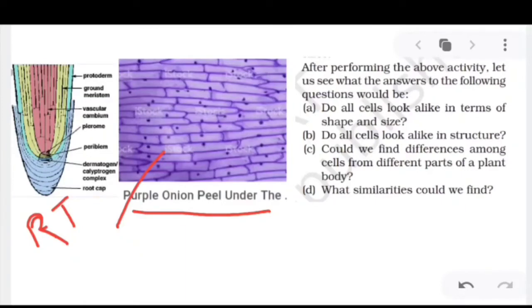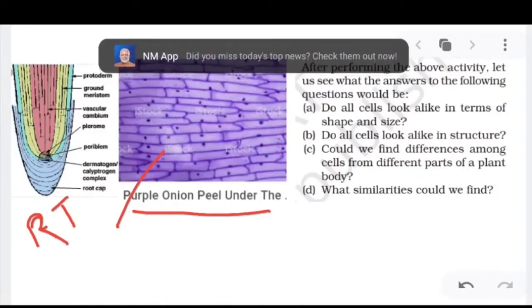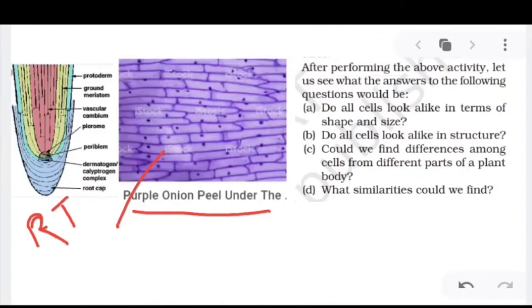Observations. Now after performing the above activity, let us see what the answers are for these questions, यहाँ पे दिए हुए हैं. See this question 1, question 2, question 3 and question 4. तो हमें पता करना है कि क्या हम इसमें से निष्कर्ष निकाल सकते हैं, isn't it?